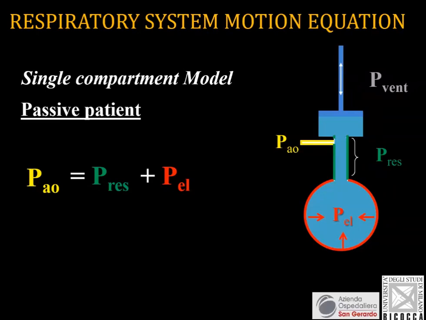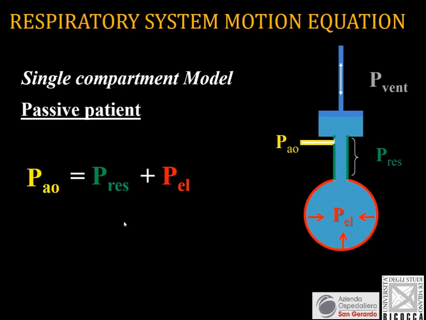And of course, the most important parameter, or let's say the parameter which we have readily available on the ventilator screen, is airway pressure, or pressure at the airway opening, okay? It is a synonym, if you wish. Airway pressure, pressure at the airway opening. And in a passive patient, the pressure at the airway opening is just the sum of two components.